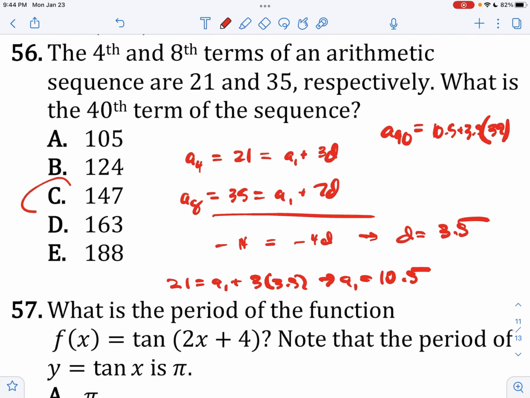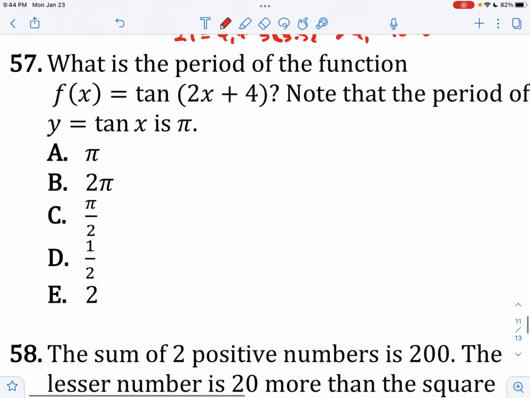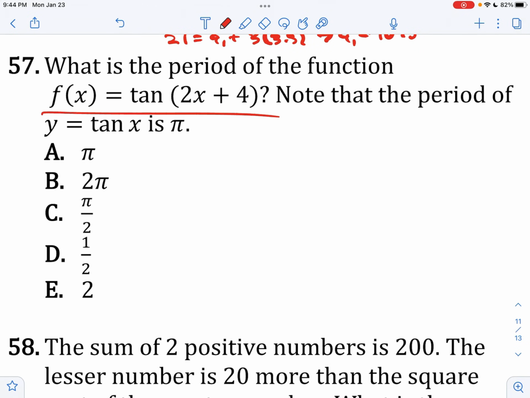That gives me 147. What is the period of the function here? Note that the period of this is this. So if you graph this, tan of 2x plus 4, essentially you're taking the original function and you're doing pi over b, where this b value is here. That's 2.